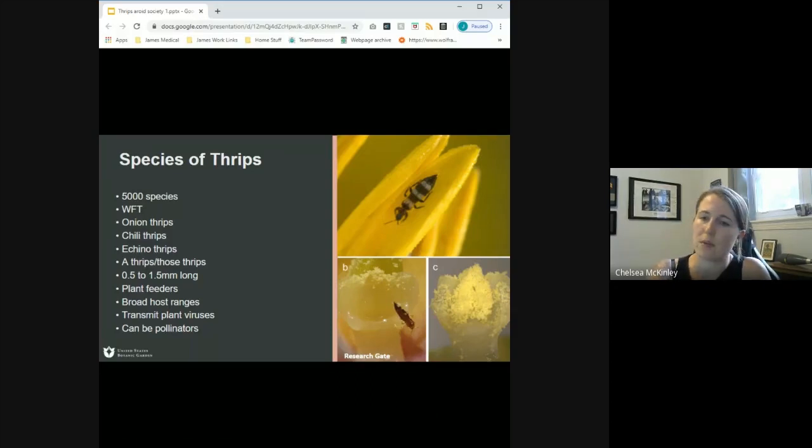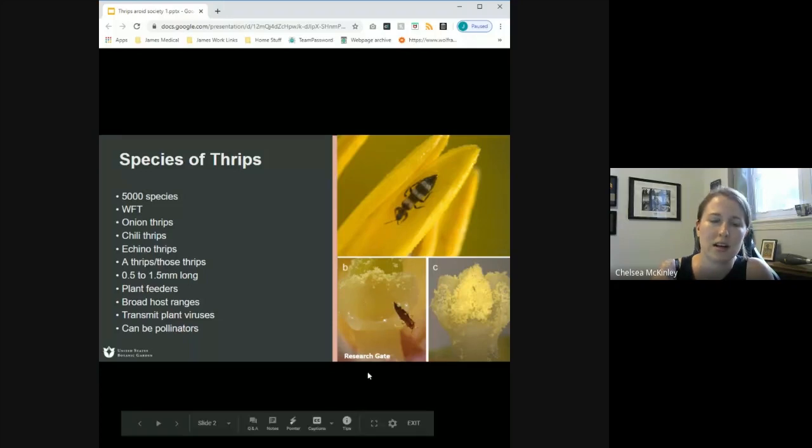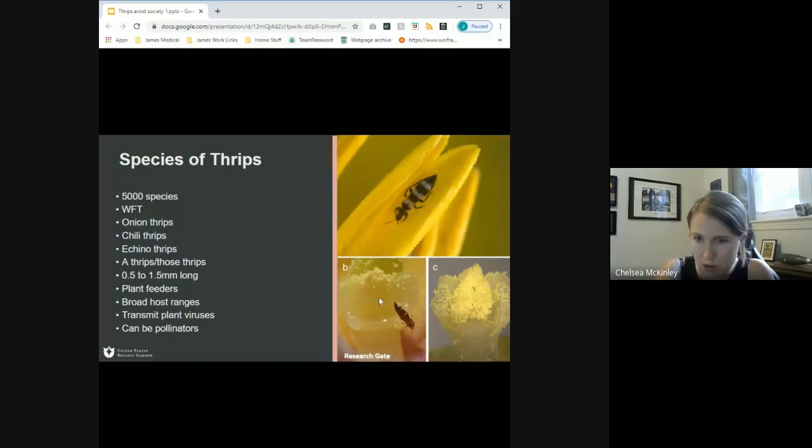Thrips also feed on pollen, so they can inadvertently be pollinators. Over here, you can see a picture of a thrips on an orchid stigma, and it's kind of got some pollen on it. So yeah, despite the fact that they can be bad for our plants, they can also pollinate plants and cause them to go to seed as well. So they aren't all bad.